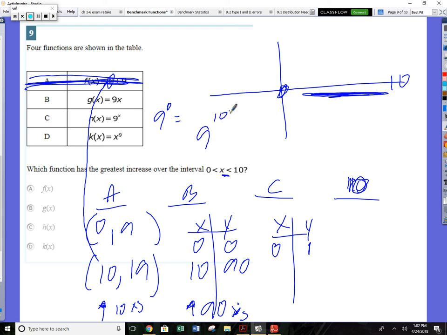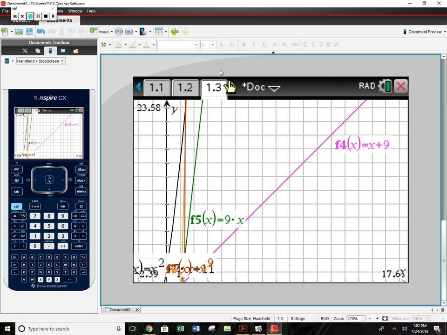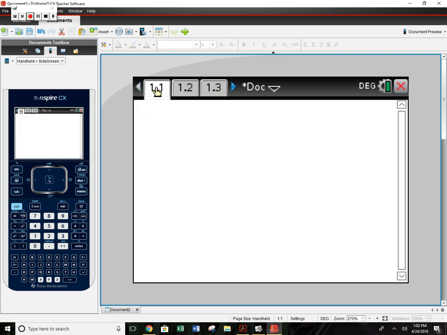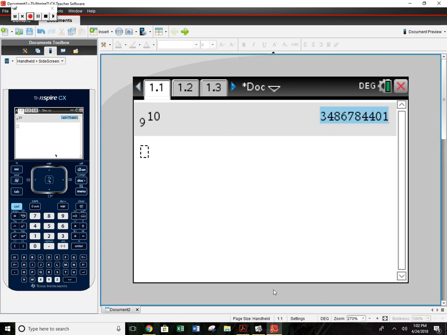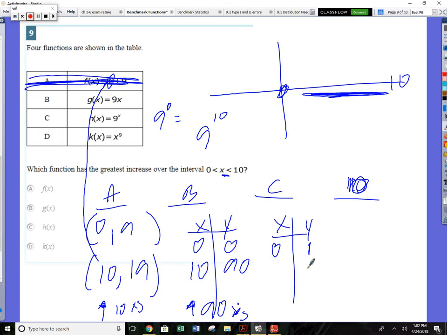You gotta do this on your calculator. Now look, on your calculator, we gotta go back here to page 1. And let's go 9, raise that to the 10. 3 billion. Okay, that's the number. So this 10 is going to be 3 billion. So it went from 1 to 3 billion. Okay, now B's dead. C is the new winner.